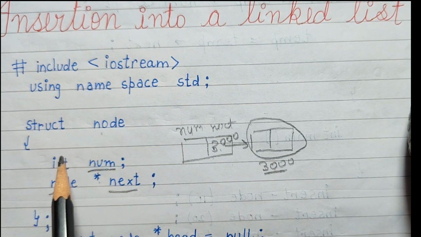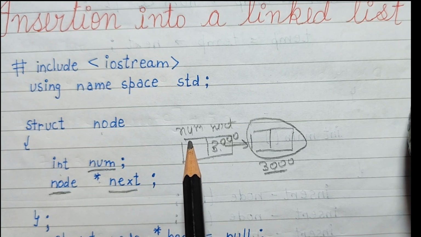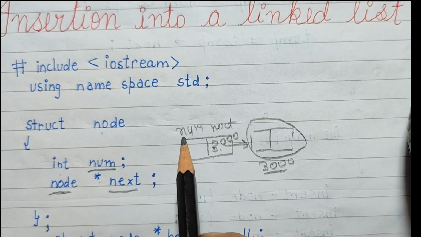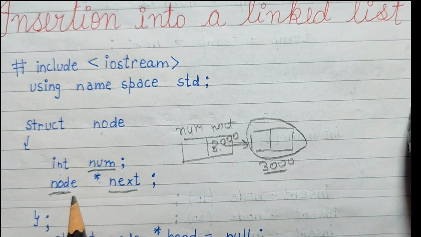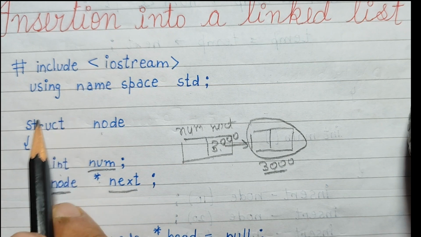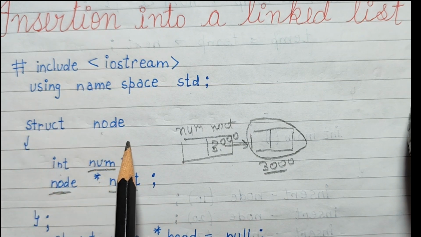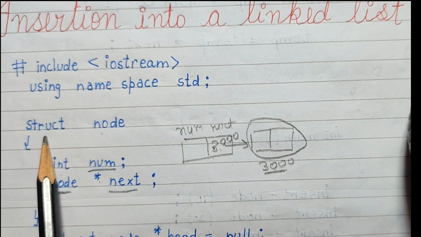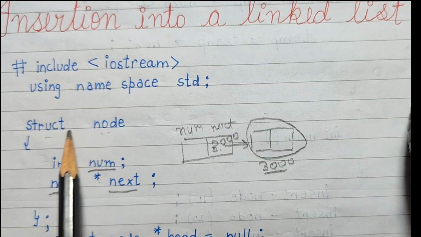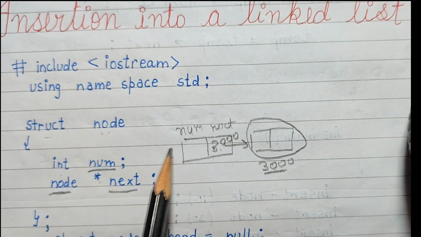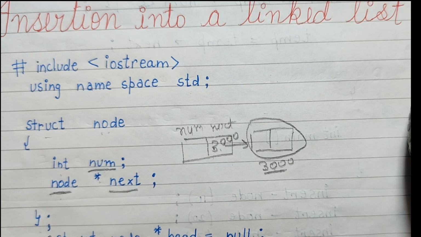All of you know a structure is a collection of heterogeneous types of data elements. One data element is of integer type, another element is a node type pointer. So that's why I use the structure concept here to create a node. So struct is a keyword, node is the name of the structure, then num is of int type, next is a node type pointer, and the structure is terminated by a semicolon.